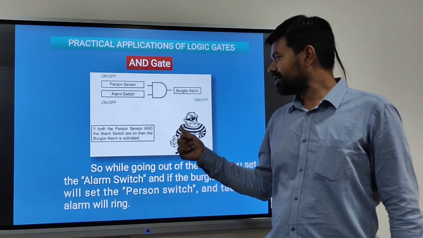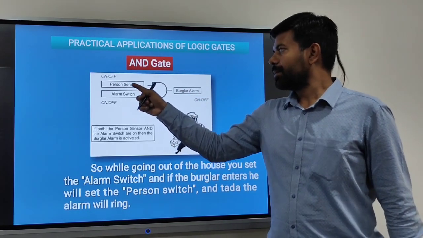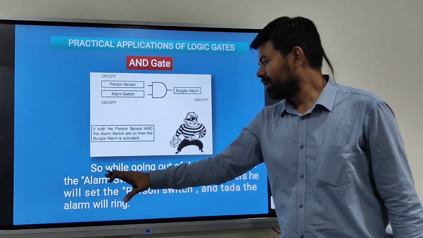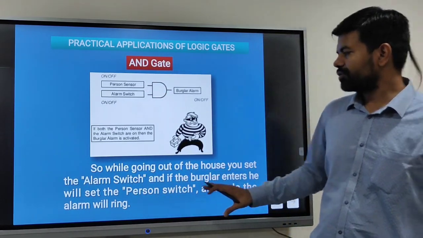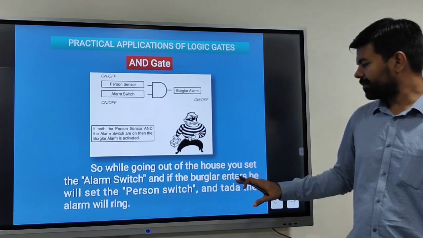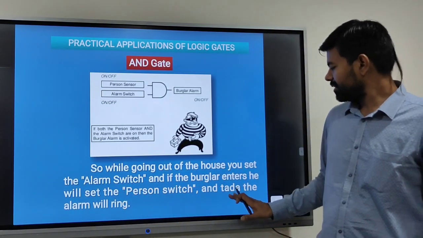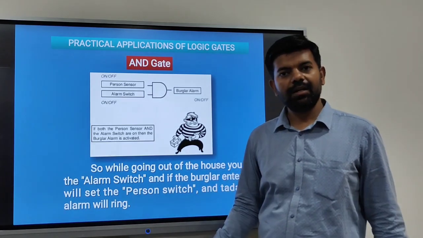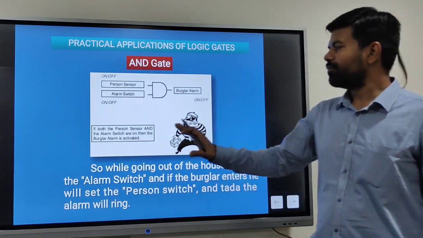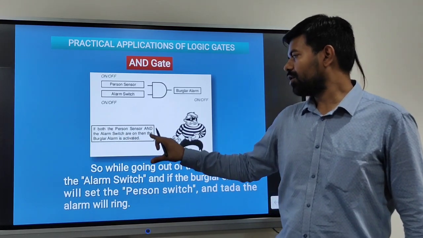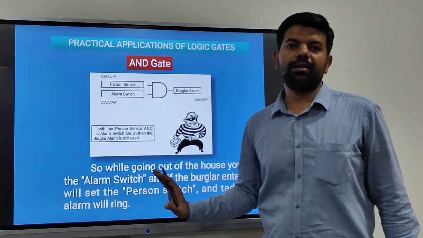If anyone comes and presses the person sensor, then the alarm will ring. So while going out of the house, you set the alarm switch, and if a burglar enters, he will set the person switch and the alarm will ring. So if both the person switch and the alarm switch are on, then the burglar alarm is activated.